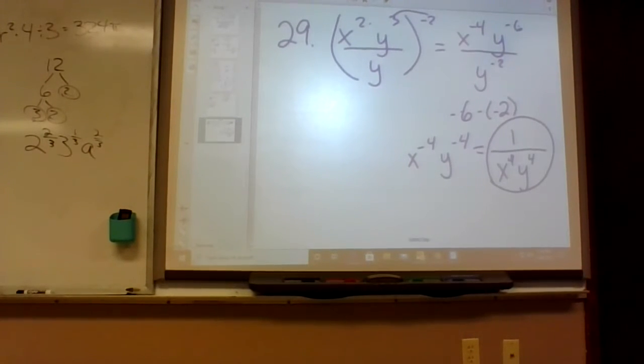How many normal negatives do we have on the top? There's negative j, there's negative k, and there's the negative 2, sorry, 7. Well, squared means this times itself, right? So really the top has 3 negatives.